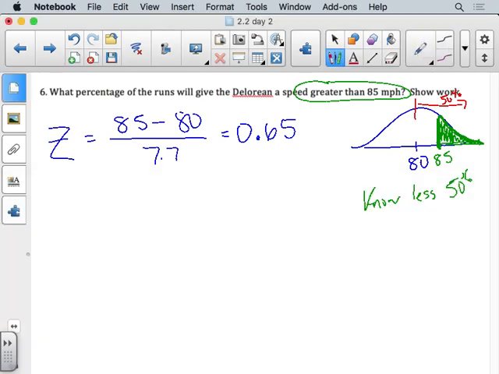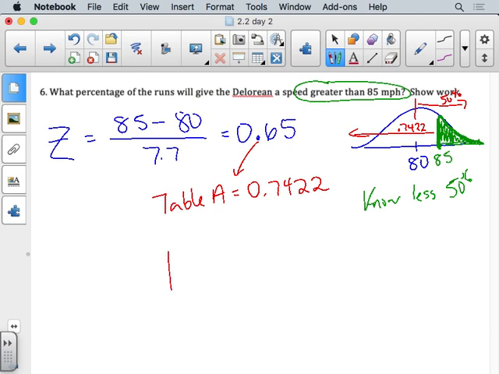So my table A gave me a value of, what was it, 74 something? 7422. Okay. So what does that value mean? That means 74% would be less than. Everything on that table that you're looking at is the values that are less than that number. So that's saying 74.22% is less than. Because you draw yourself a graph, I know that there's no way it should be bigger than 50. So the 74 number is off. I need to take 100% minus 74% to get my final answer.